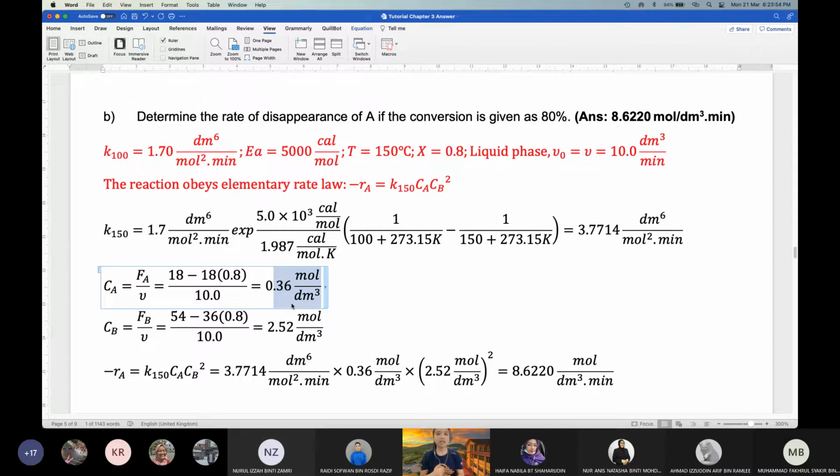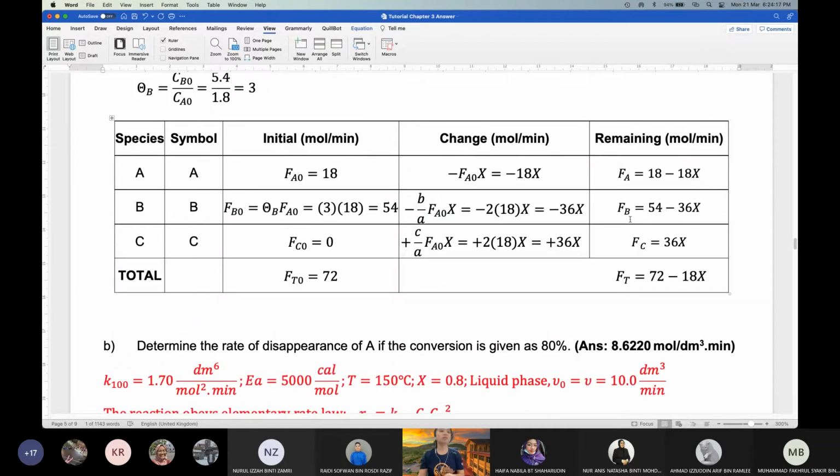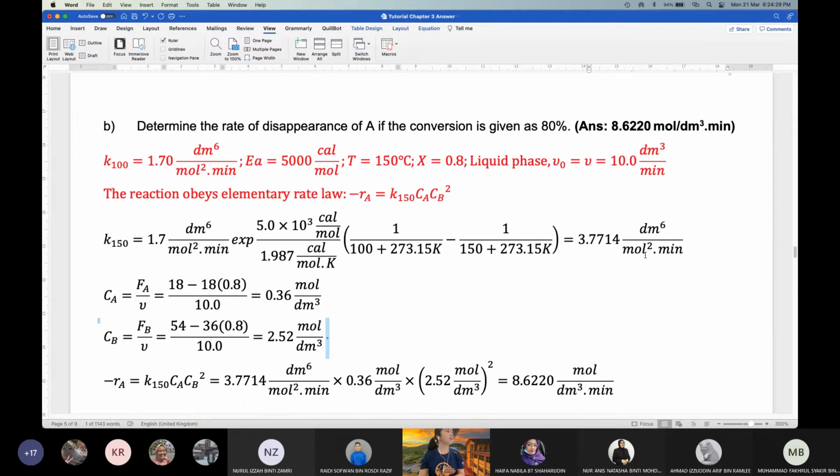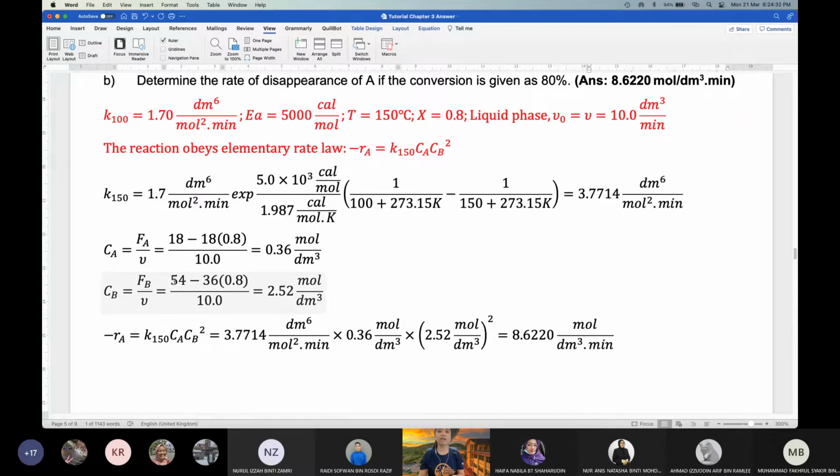Outlet concentration of A is 0.36. So do similarly for CB. So kalau tadi CA, FA per epsilon. Kalau CB, FB over epsilon. Epsilon tu masih sama. Yang berubah hanyalah molar flow rate. Sekarang jadi molar flow rate B. So the outlet or the remaining molar flow rate of B, you just look at the table again. So from the table, FB equals to 54 minus 36x. Again, FB equals to 54 minus 36x. So you replace your FB as 54 minus 36x. The x you replace with 0.8.